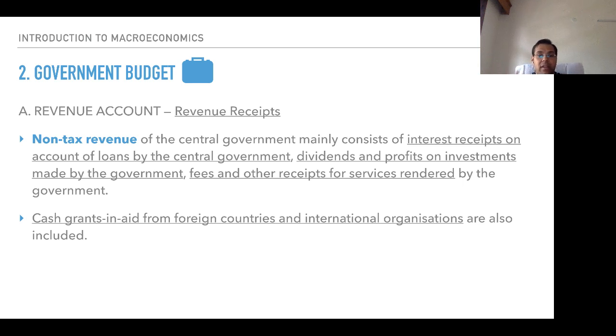The second is grant in aid. What is meant by grant in aid? Whatever money has been granted to you through grants, that is not something that has to be paid back. There is no obligation to pay it back. Cash grant in aid from foreign countries and international organizations are also included. So always remember that loan principal is always capital in nature, and grant amount is always revenue in nature.